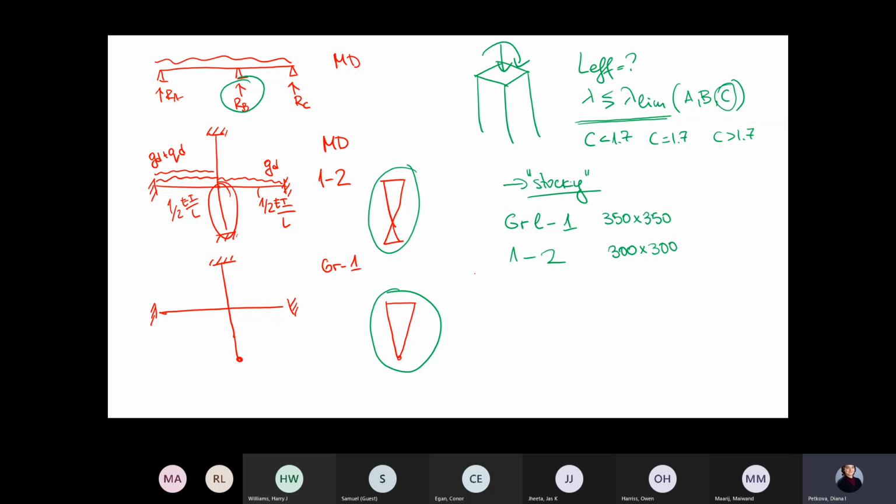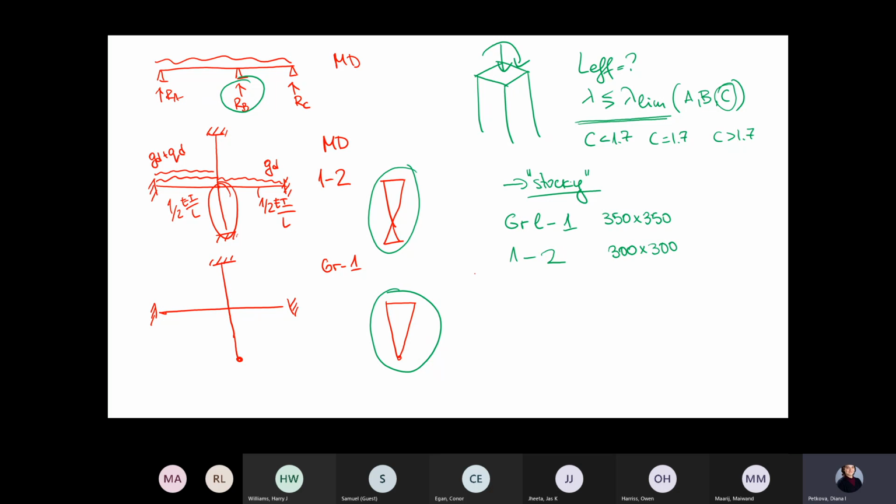I think I said this in the presentation. If you're choosing the sizes of the dimensions of your column, you probably want to go to the nearest 50. So 300, 350, 400. But in this example, I will also accept 25s. So 325, 350, 375, and so on, if you think that this is more economical in that sense.